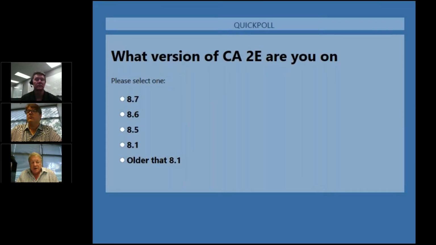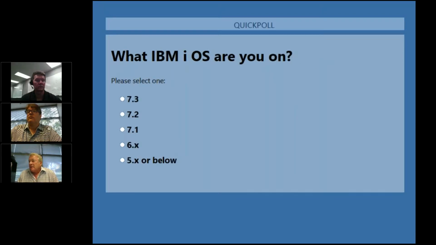Second question is, what IBM I operating system or OS are you currently on? So IBM I OS 7.3 is the latest GA. There's also 7.2, 7.1, and even some 6.x or even 5.x people out there.